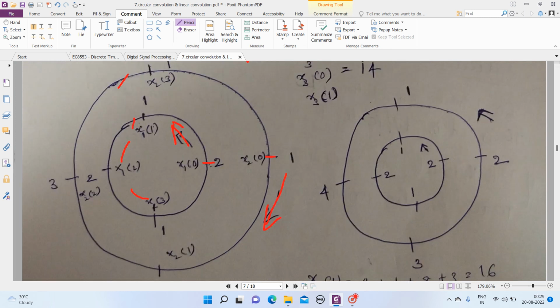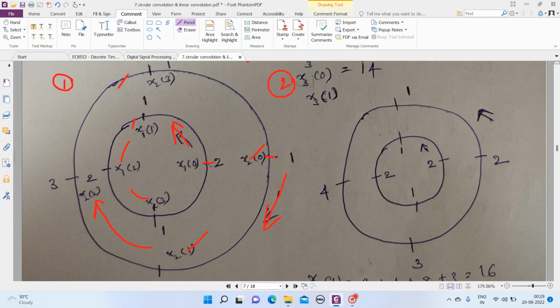So this is x2 of 0, x2 of 1, so it goes like this, x2 of 2 and x2 of 3. This is the first step. But here we are not calculating anything. By using this graphical representation we are calculating the first sequence.